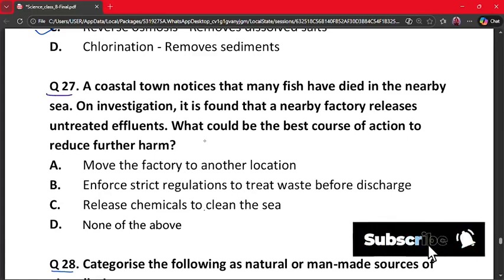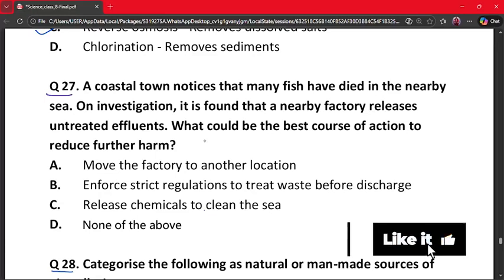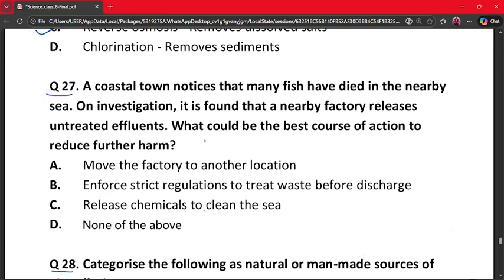Question number 27. A coastal town notices that many fish have died in the nearby sea. On investigation, it is found that a nearby factory releases untreated effluents. What could be the best course of action to reduce further harm? A. Move the factory to another location. B. Enforce strict regulations to treat waste before discharge. C. Release chemicals to clean the sea. And D. None of the above. The correct answer here is option B, because treating industrial waste before discharge prevents water pollution, and enforcing strict regulation rules is the best solution. So our correct answer is option B.